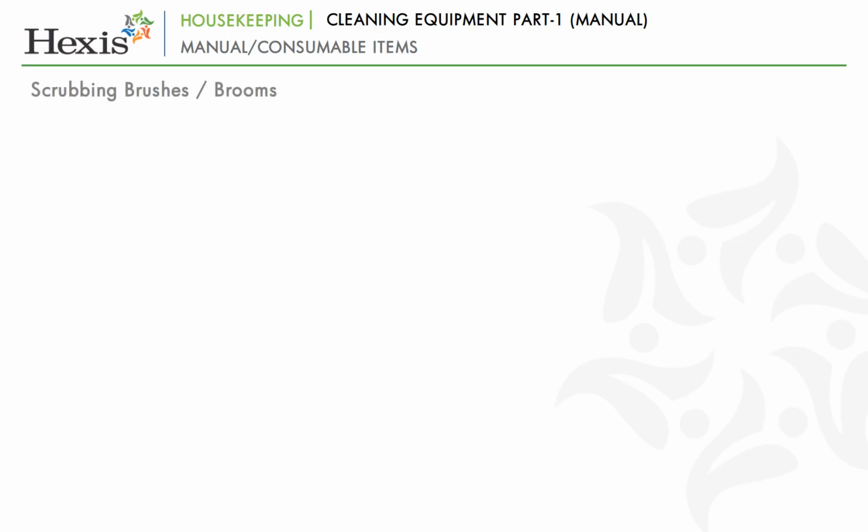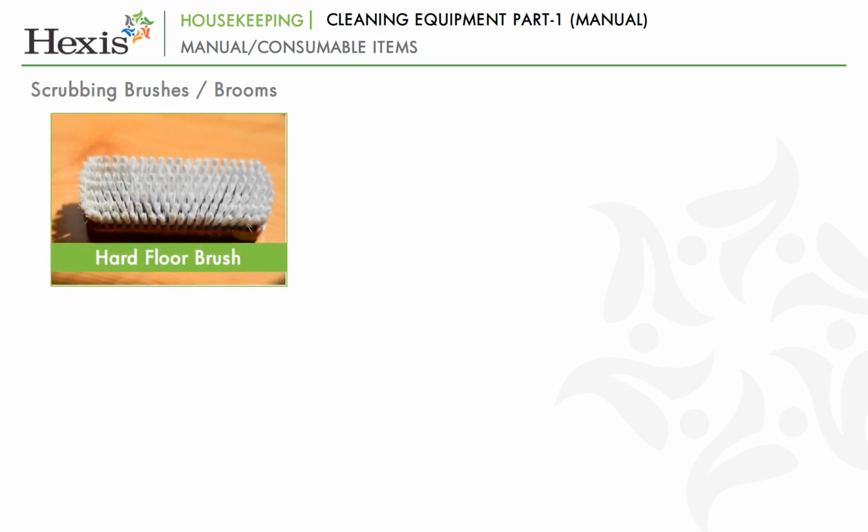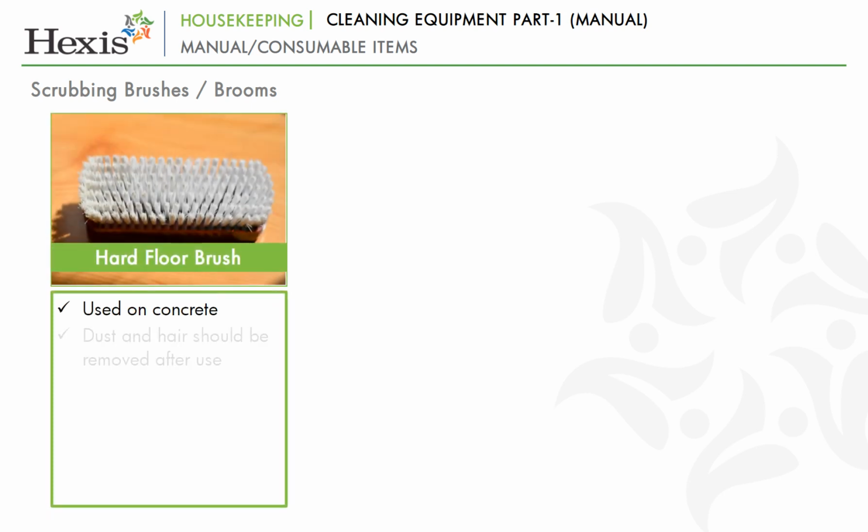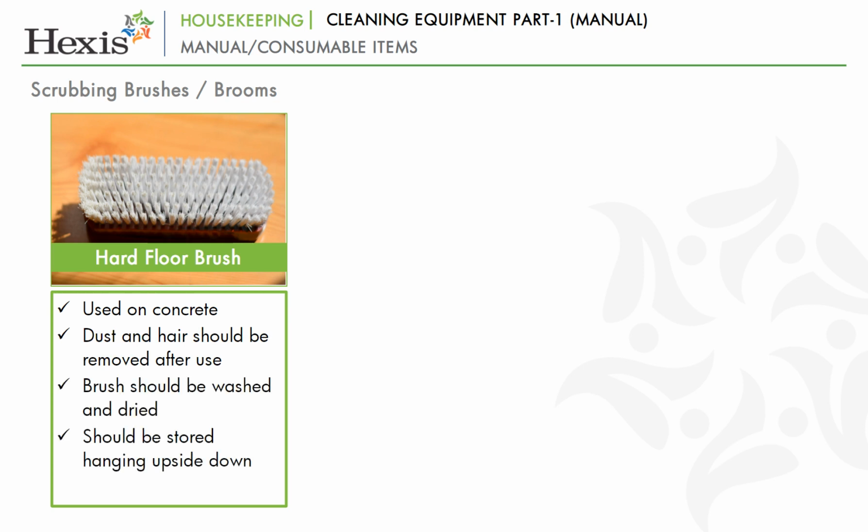Now, let's look at scrubbing brushes and brooms. Scrubbing brushes and brooms are used to remove superficial or ingrained layers of soiling depending on the type of floors. Let's look at their types. Hard floor brush. It is used on concrete. The dust and hairs should be removed after use and the brush washed and dried. They should be stored hanging upside down.